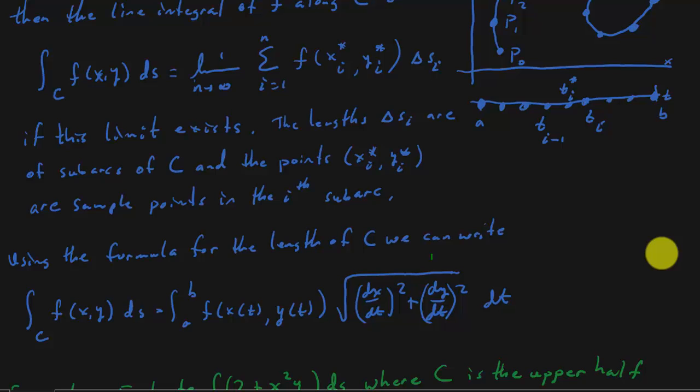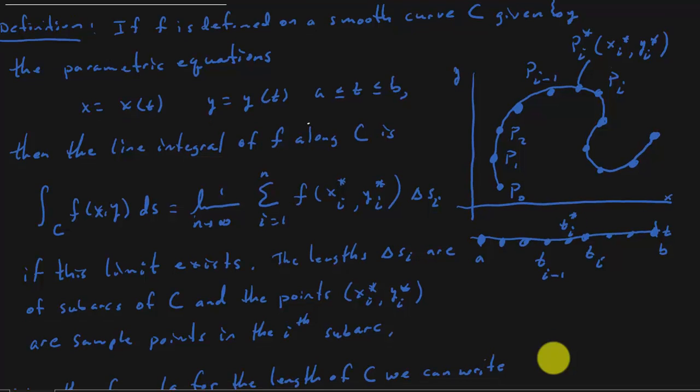If you recognize back when you did arc length, remember when you did the arc length, using the formula for the length of C, we can write the integral of f of x, y, ds over the curve C as the integral from a to b, f of x of t, y of t, times the square root of dx dt squared plus dy dt squared, and then we're going to integrate with respect to t.